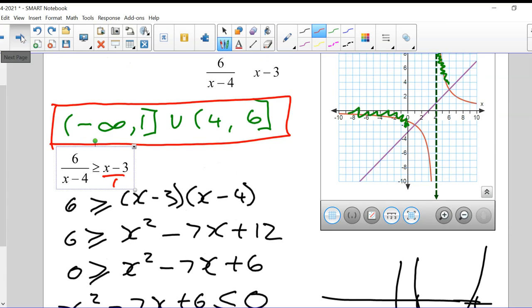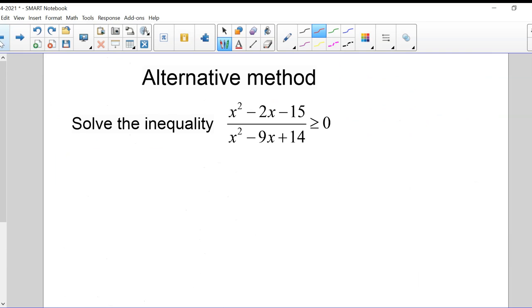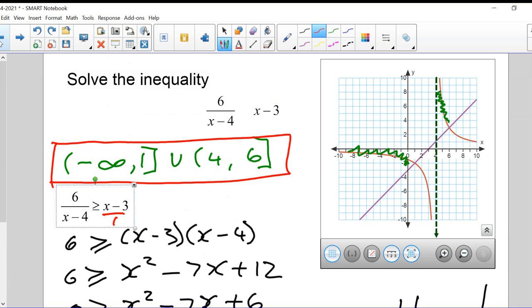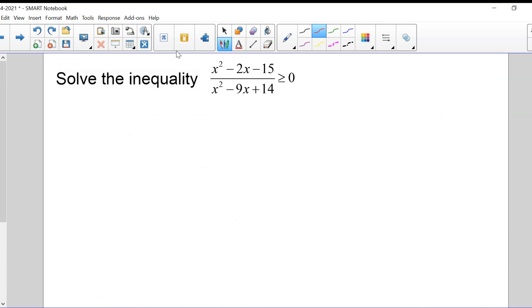Okay? All right. We're going to try an alternative method. Let me see if I can solve the inequality. Okay, let's try this one. And when we finish this one, I'll stop and give you a chance to get your homework done. So solve this inequality.